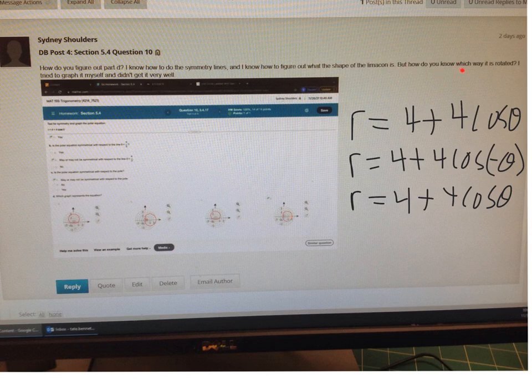So you want to know which way it's rotated, and I think the symmetry would help with that. Could always plot some points also.